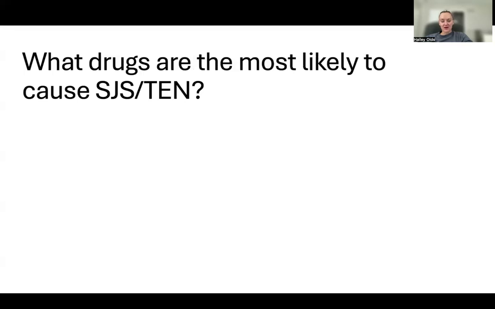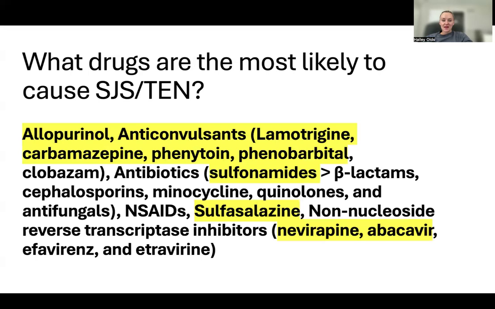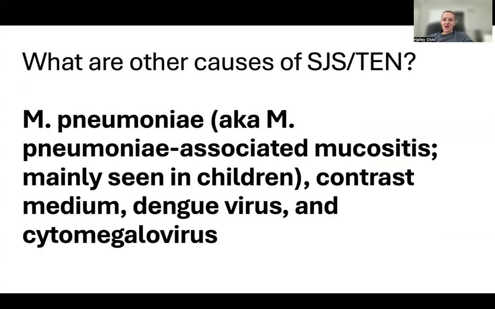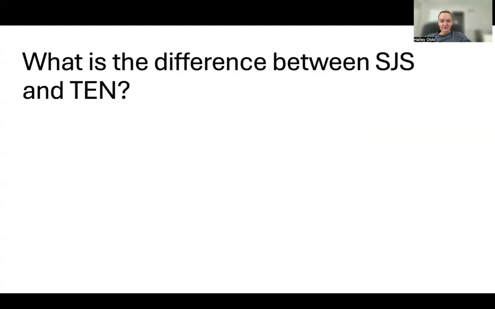What drugs are most likely to cause SJS or TEN? So anticonvulsants are a big category for this. Also antibiotics, most commonly sulfonamides like Bactrim, also sulfasalazine, and then RTIs, allopurinol, lots of different ones. NSAIDs. What are other causes besides medications? So Mycoplasma pneumoniae, contrast medium, dengue virus, and CMV.